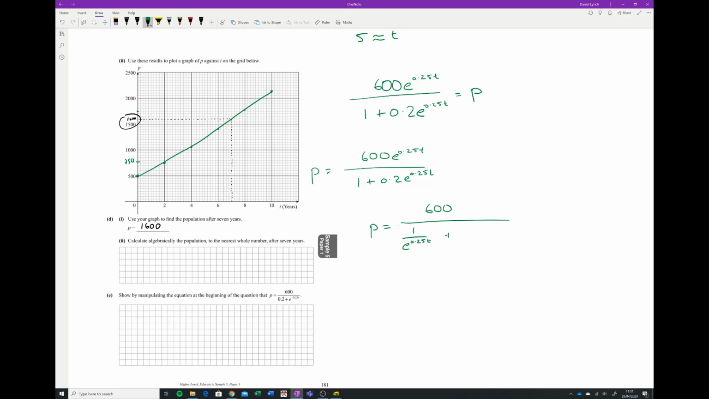And then on this side, we just get 0.2 times e to the 0.25t divided by e to the 0.25t. So that'll just leave you with 0.2. And look at that, how embarrassing. We get 600. 1 over that, we've already said, is e to the minus 0.25t. And here we just get 0.2. So there we go.